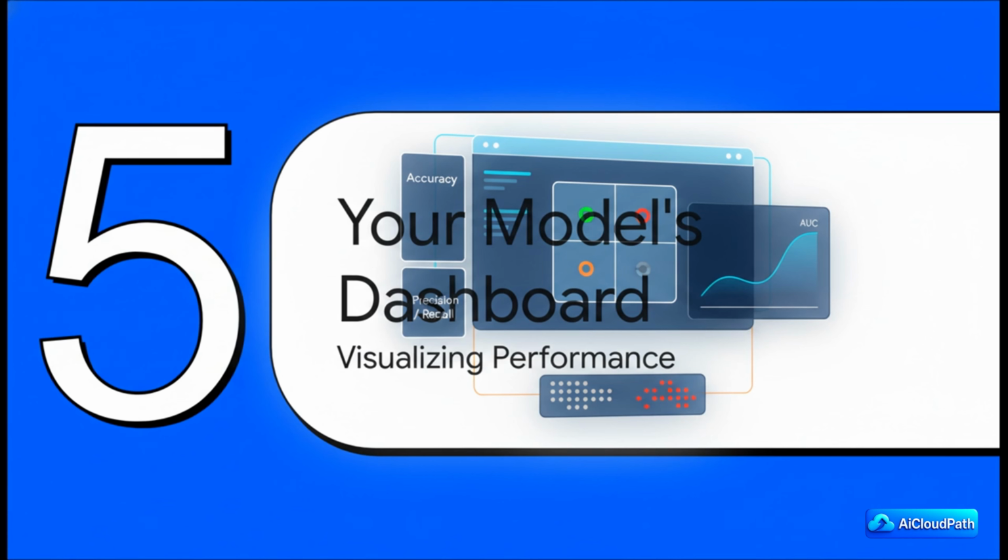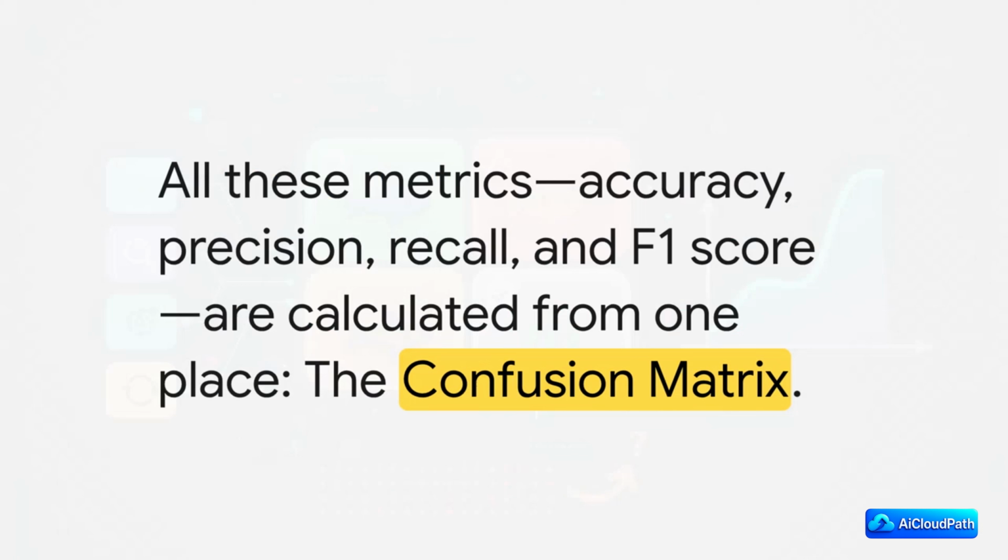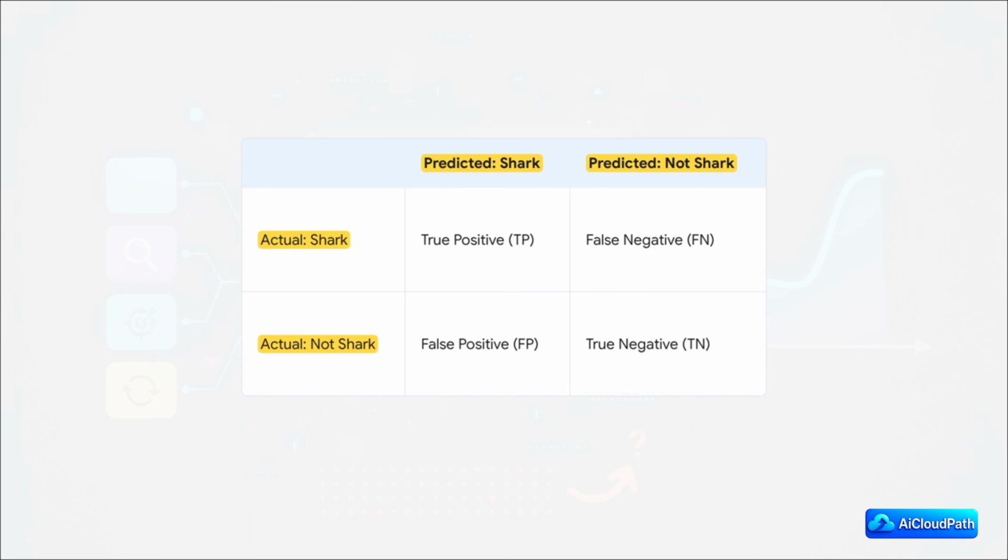So we've got all these individual numbers flying around, but how do we see them all together in one place? How do we get like a complete dashboard view of how our model is doing? Well, it turns out that all of these metrics we've discussed, accuracy, precision, recall, even the F1 score, they're all calculated from one simple but incredibly powerful table, the confusion matrix. And here it is. The confusion matrix just neatly organizes those 4 outcomes we started with. You can see the actual real-world truth on the rows and what your model predicted in the columns.